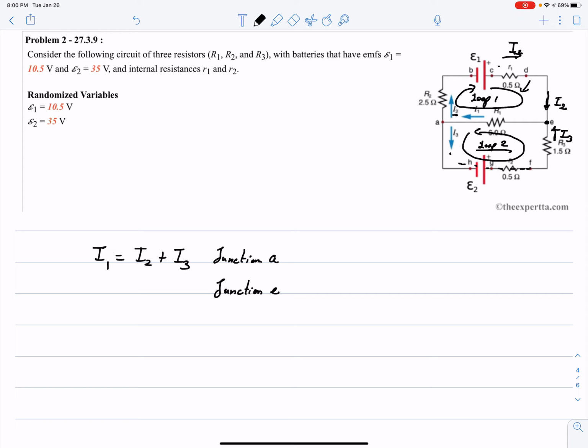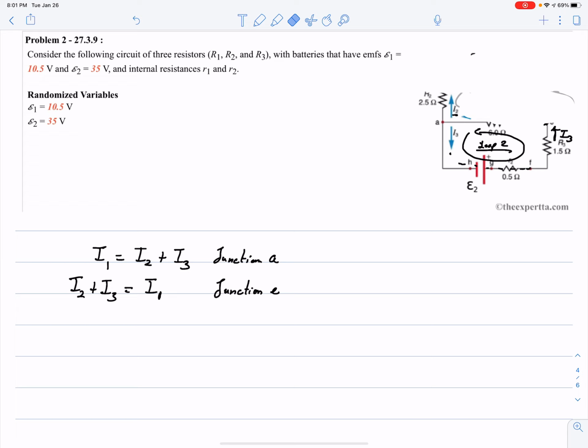That means that following the junction rule, I can say I2 plus I3 equals I1. But we use I2 for the remainder of this loop around here. And it switches back to I1 once we get to this point, because that is the junction for I1. Okay? So we only need one equation for the current.